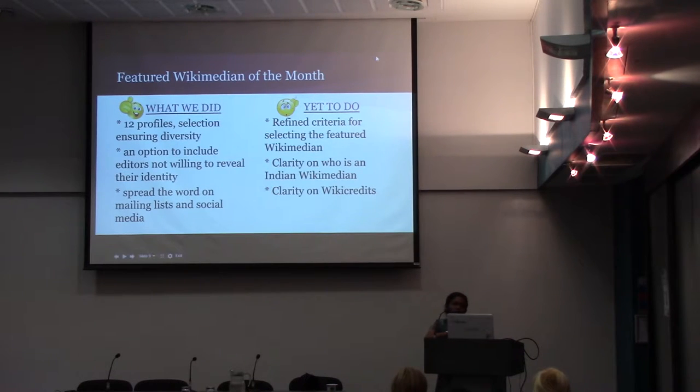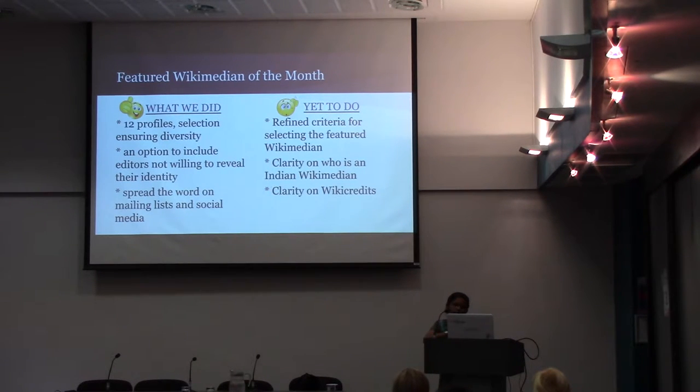We also had the Wikimedian of the month feature, where we featured a Wikimedian every month. So what we did was we created 12 profiles, and we were very keen on having diversity. We were sure that we had represented all genders, all languages, and a variety of ages. We also had an option to include editors who are not willing to reveal their identity. We actually had one editor who did not want to reveal his identity, but wanted to have their profile featured, so we made arrangements that way. We also spread the word about the feature on the mailing list and social media, which made them really motivated.